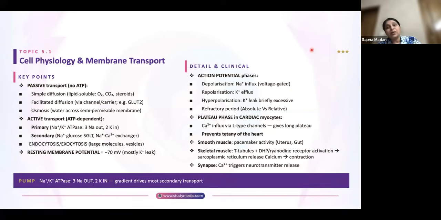Now, talking about smooth muscles like those present in the gut and the uterus. They also are not entirely dependent upon the nervous system for their action. They have some inherent activity within them, some pacemaker activity. So when the uterus is contracting or peristalsis is happening, it is also some inbuilt pacemaker which is triggering these action potentials within the uterus and the gut.